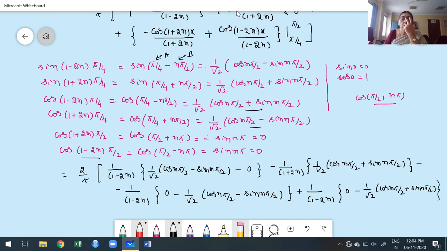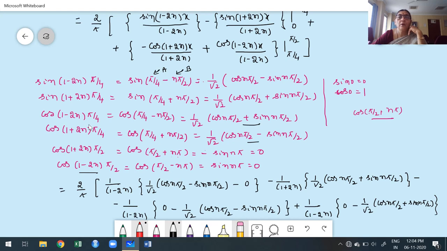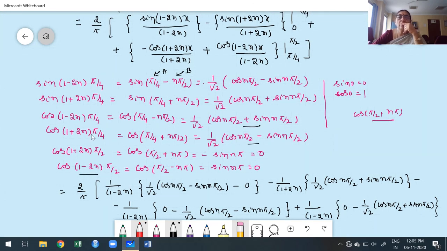N pi by 2. Now, observe carefully, this is a value. What about sine of, yeah, I have to verify before moving to the next, sine of 1 minus 2n into pi by 4. What is sine of 2n minus 1 into pi by 4? Minus sine 0 is 0, minus 1 by 1 plus 2n as a constant, apply the upper limit. The upper limit is pi by 4. Sine of 1 plus 2n into pi by 4, this is a thing. Yeah, correct. Next, keep the constant outside, apply pi by 2. Once you apply pi by 2 for 1 plus 2n or 1 minus 2n, it is 0. 0 minus 1 plus 2n. Cos of 1 plus 2n into pi by 4 is this. Yeah, we are writing that.